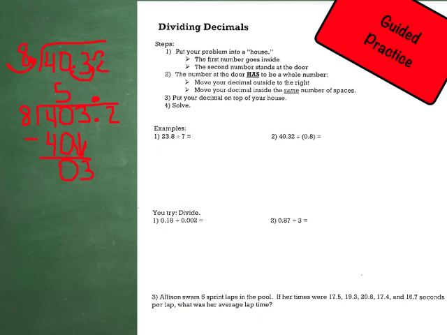8 goes into 3 0 times, and this is where I see a lot of students making their mistakes because they forget to put the 0 in. So make sure you put the 0 in the quotient. And then you multiply. 0 times 8 is 0. You subtract, which is 3, and now you bring down the 2. 8 goes into 32 4 times. 4 times 8 is 32. You subtract, which is 0. And so now you have your answer. 40 and 32/100 divided by 8/10 is equal to 50 and 4/10.